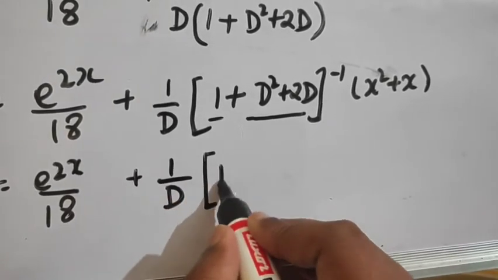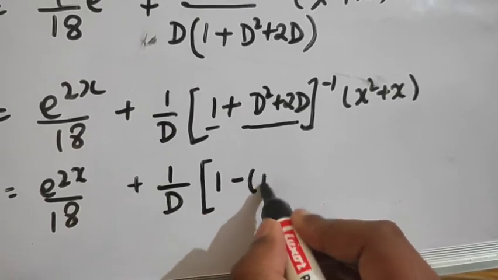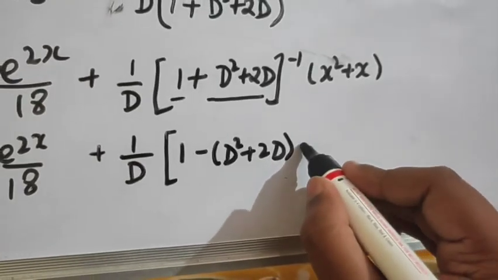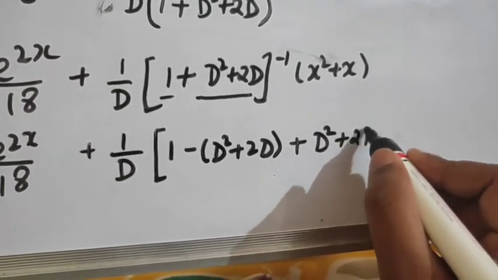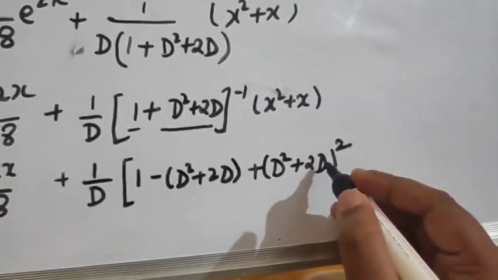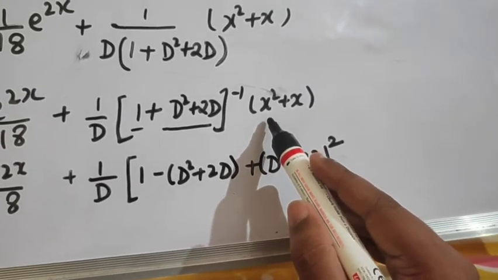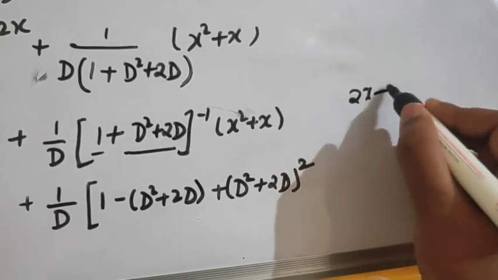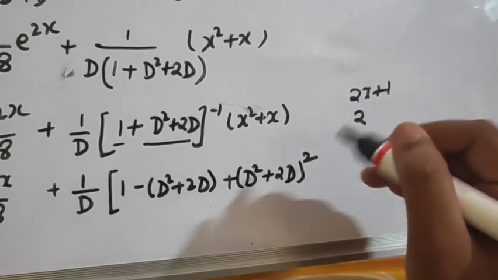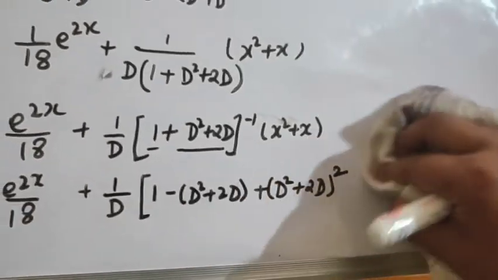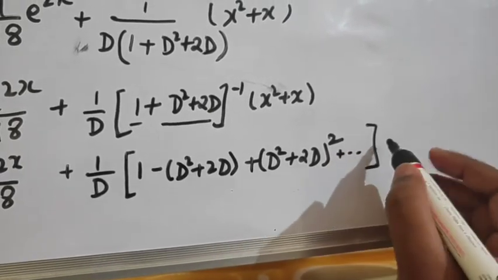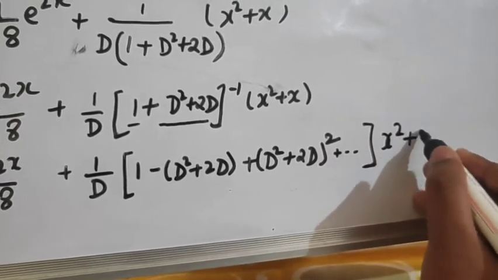So 1 minus x, so minus d square plus 2d plus x square, so plus d square plus 2d the whole square. Okay, now look at this. The first derivative will be 2x plus 1, second derivative will be 2, and the third derivative will be 0. So further we don't need to go. So write it till now here only, and with that we will have x square plus x on which we are operating.